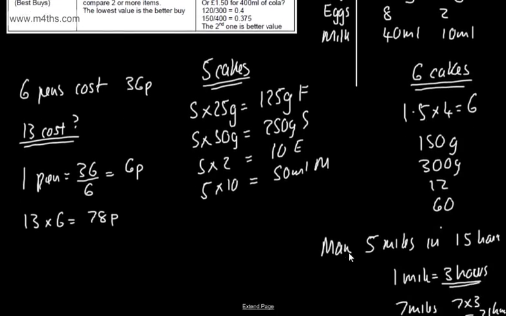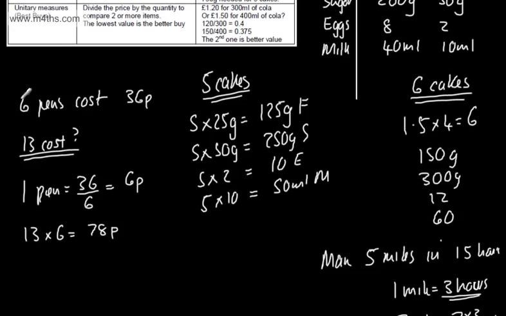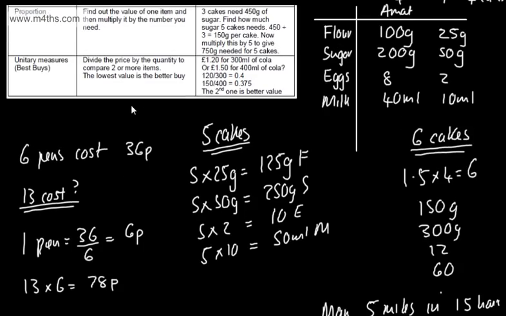So these are proportion questions. Essentially, we're finding the value of 1 item, 1 mile, 1 pen, or we're making subtle adjustments. So for example, if I was doing 9 pens here, I would just multiply this answer by 1.5. If I was doing 18, I would multiply it by 3.